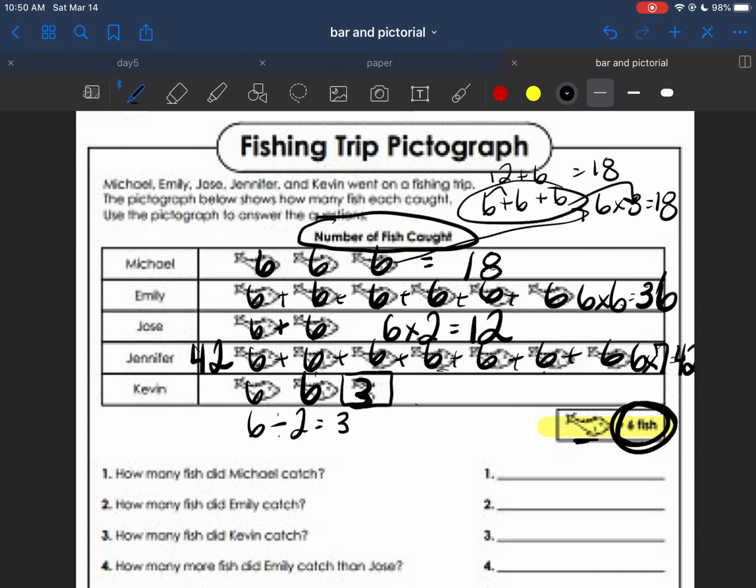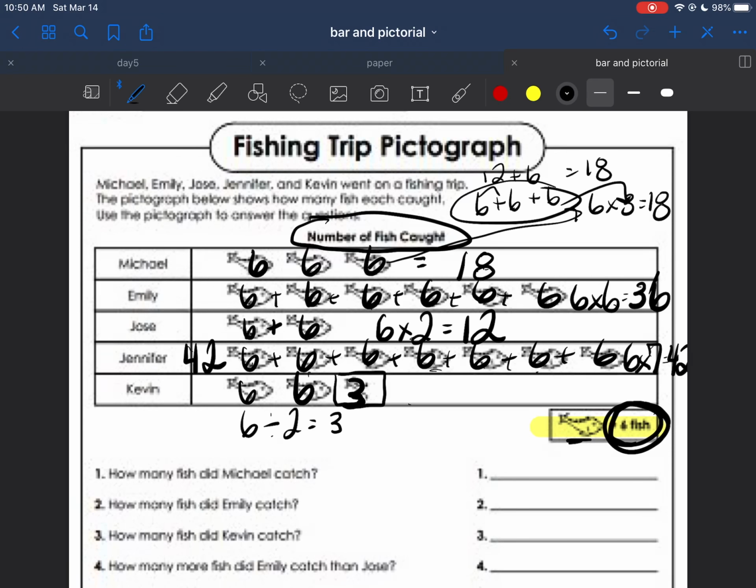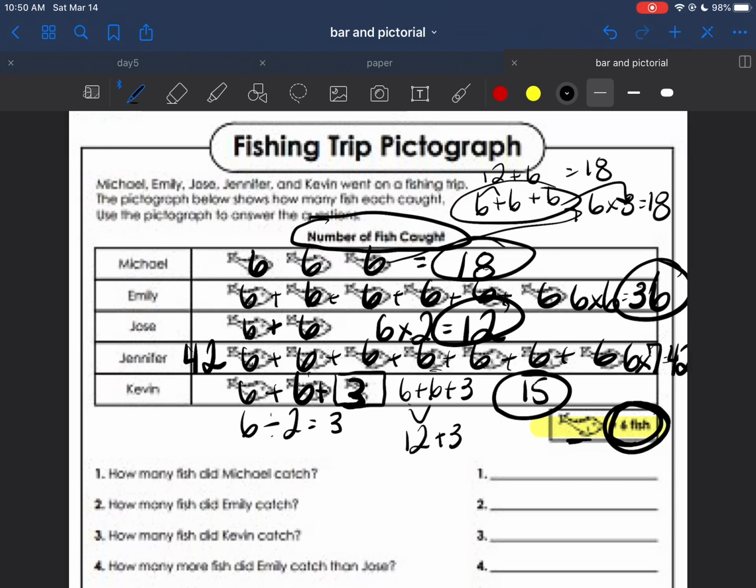And last but not least is Kevin. Now Kevin's a little different because he had a half fish, and we've already determined that half of a fish represented 3. So it's going to be 6 plus 6 plus 3. What's 6 plus 6? 12 plus 3 is 15. So I now know how many fish each person caught, and I should be ready to go to start answering my questions. Okay?